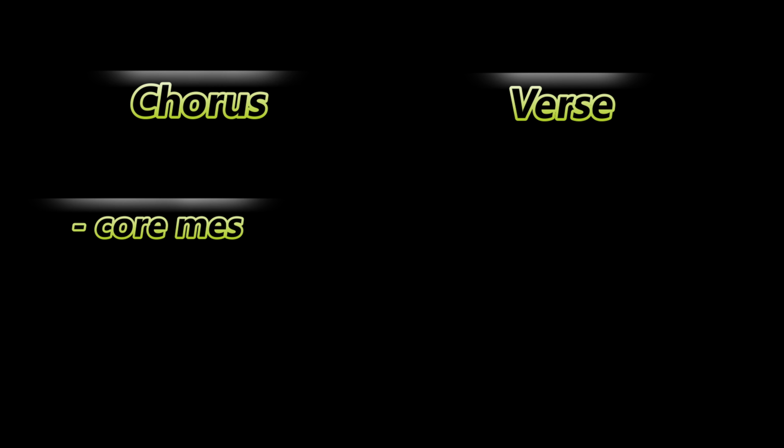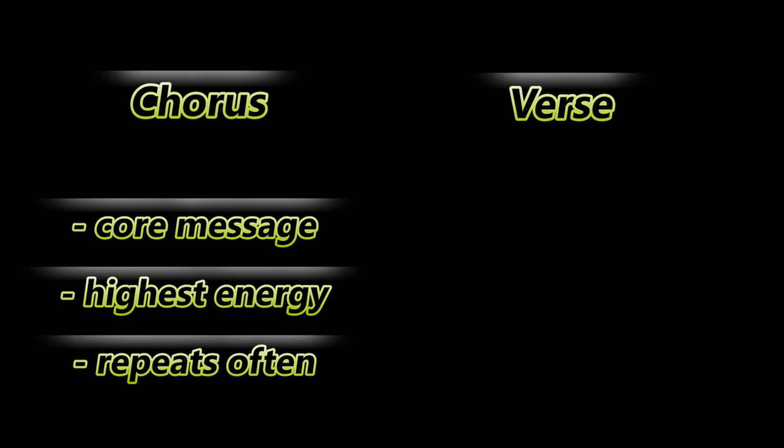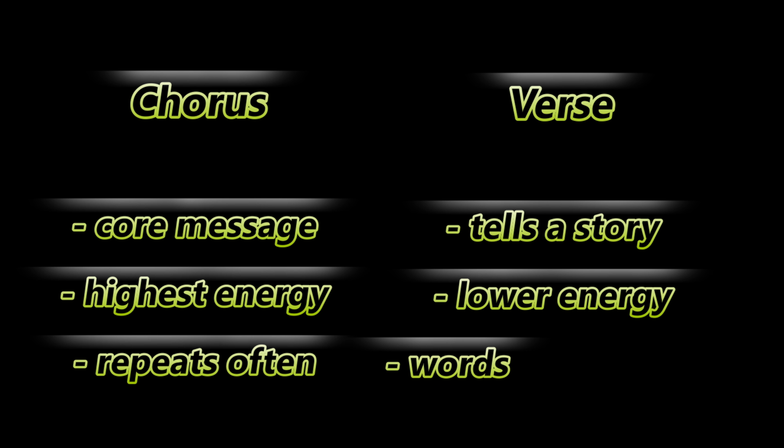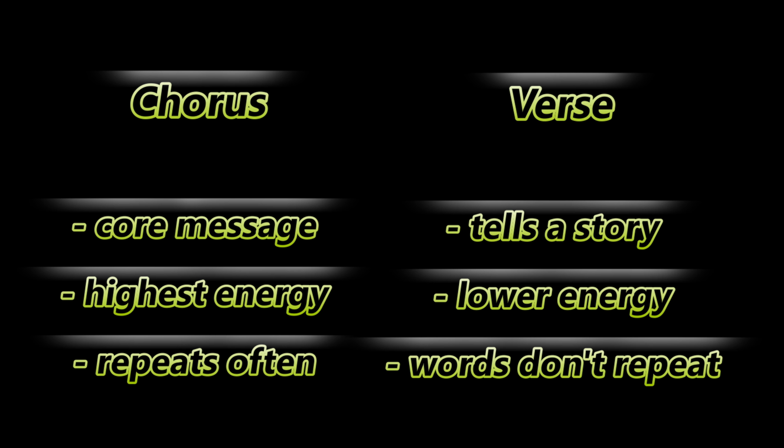The chorus is the main message of the song. It should have the best rhythm, the best melody, and the highest energy. It repeats multiple times throughout the song. The verse, on the other hand, is usually quieter, has less energy, and more room to tell a story instead of repeating the main message.